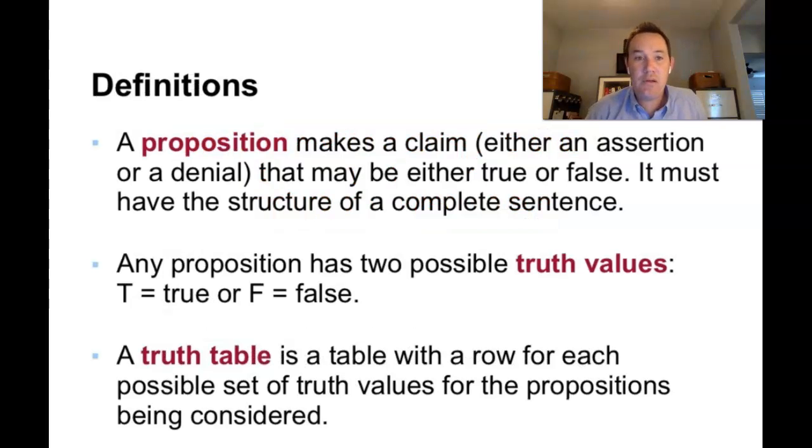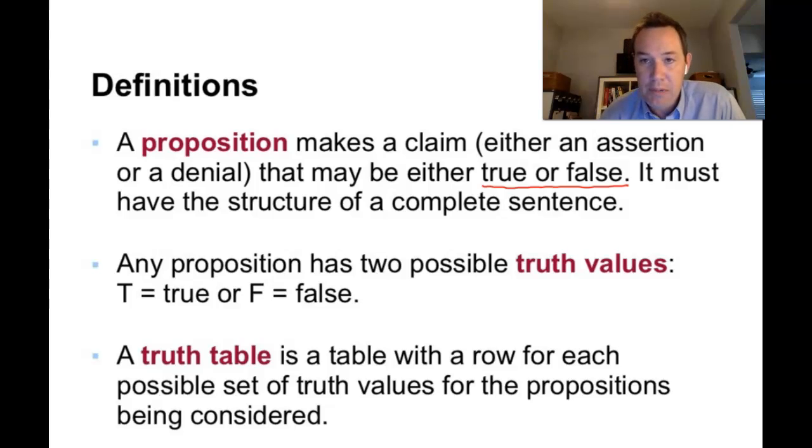Okay, so the first thing I want you to get down are these definitions. You can pause it here if you want to quickly write them down. So a proposition just makes a claim that has one of two values. It's either true or false, and it must have the structure of a complete sentence. So important parts here, it's either true or false, can be an assertion or a denial, and it must have the structure of a complete sentence.